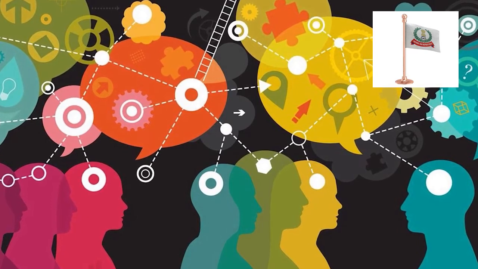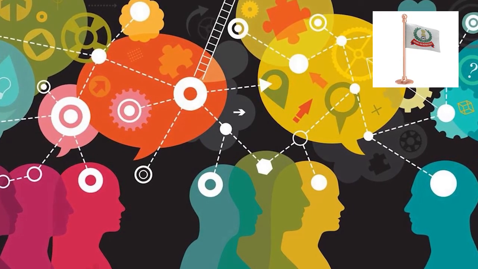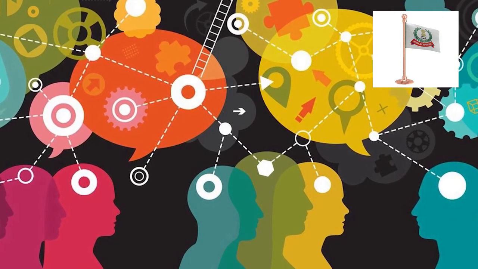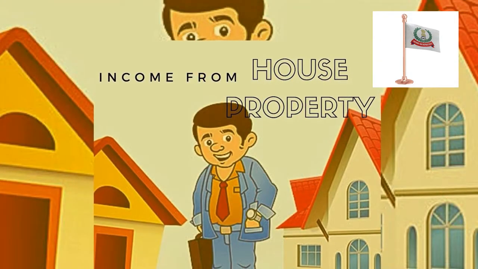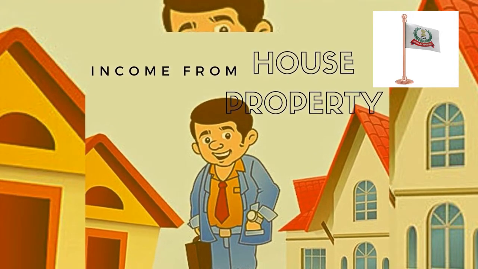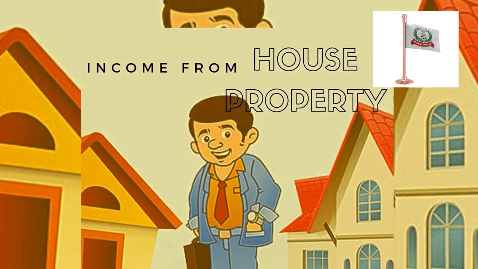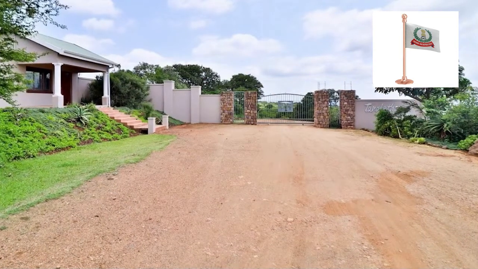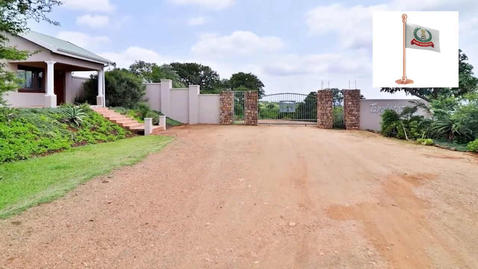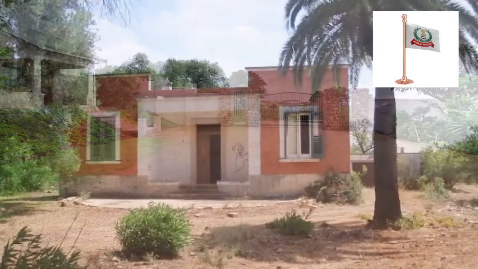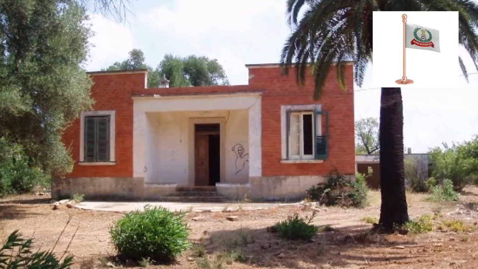Certain questions are always striking the mind. Where any person is engaged in the business of letting out the property, whether such income will be covered under house property, or where any person is occasionally involved in letting out house property, whether such income will be covered under house property, or where any person has let out his vacant plot or any adjacent area relating to the property, whether such income will also be covered under house property?